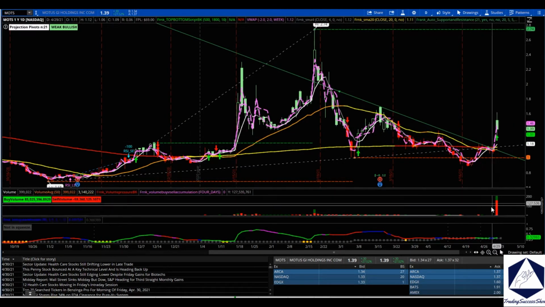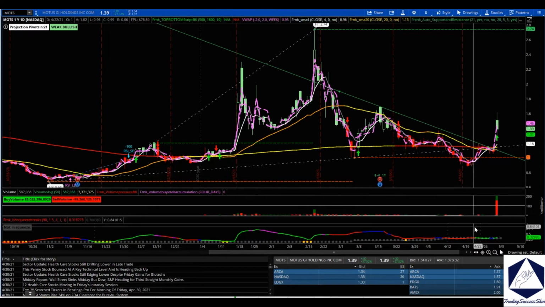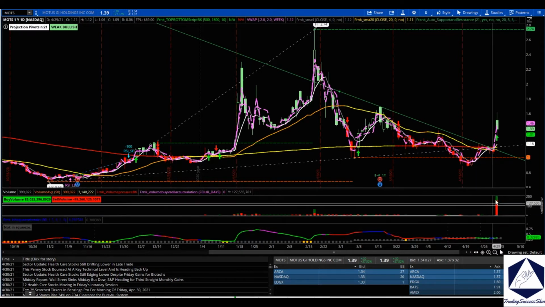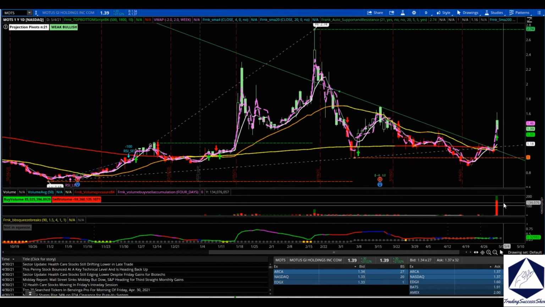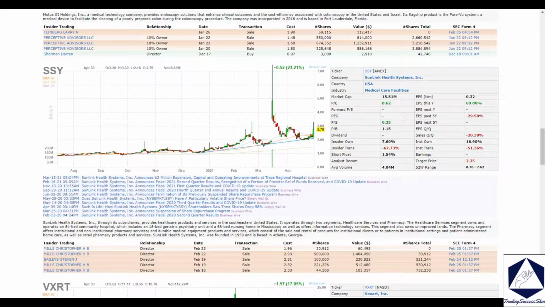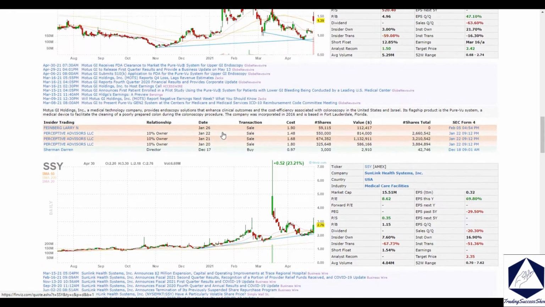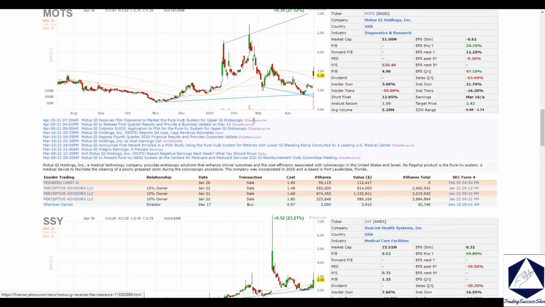Now look at the volume. It's on an unusual volume. The reason why I said it's an unusual volume is because no other volume is like this for the past couple of months of trading days. So I do like it. I do like MOTS.